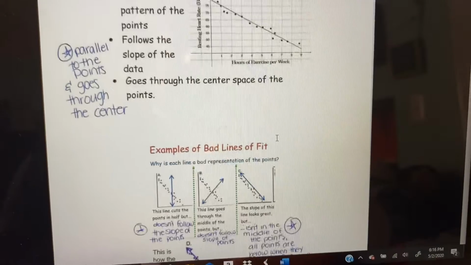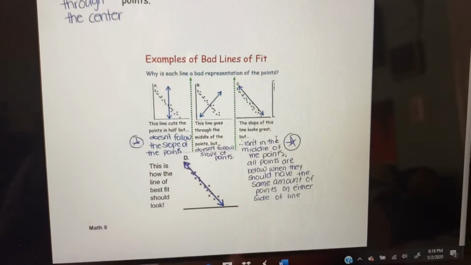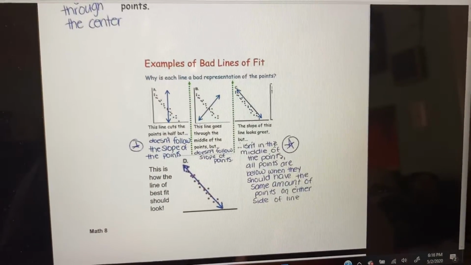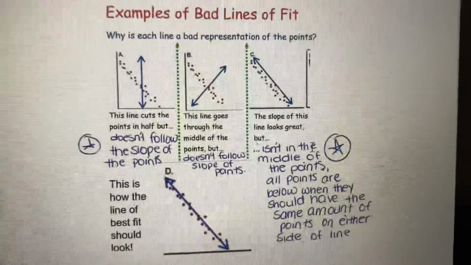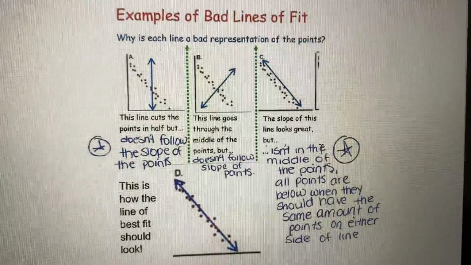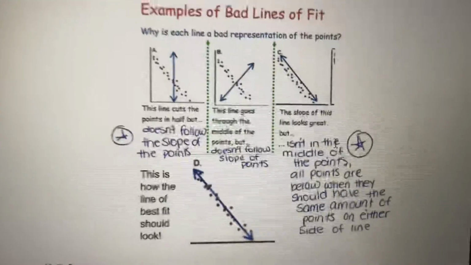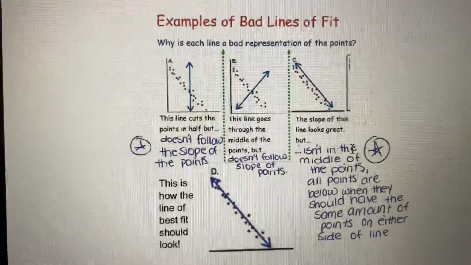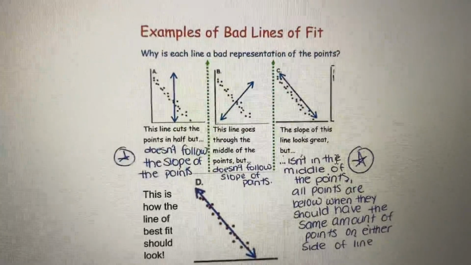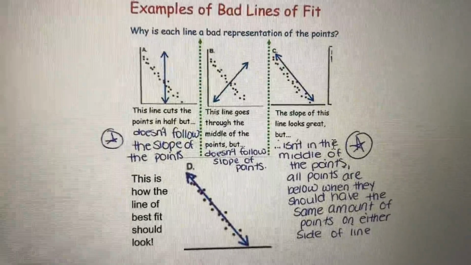So these are some examples of bad lines of fit. They don't follow the rules. For this first one here, the line cuts the points in half, but it doesn't follow the slope. If you count up these little dots here, they would be the same to the left and to the right of that line. But as you can see, it goes up and down, and our data does not.